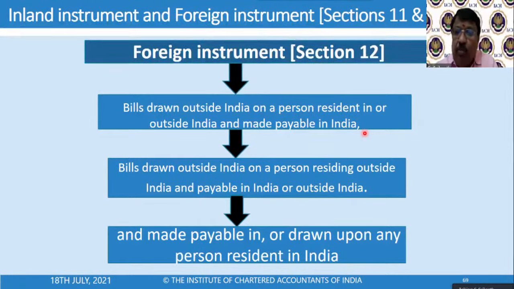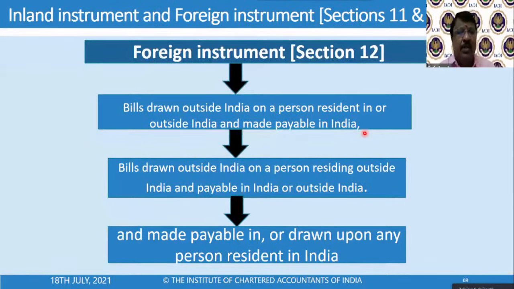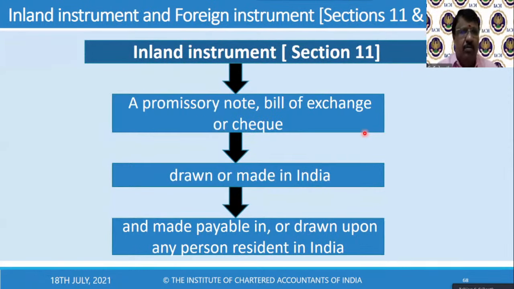Somewhere that link should be there. The drawee should be in India, or the drawer should be in India, and made payable in or drawn upon any person resident in India. So either it should be drawn in India, or the drawee should be in India, or the drawer should be in India. One condition should be satisfied to become a foreign instrument. If both are Indians and payable in India, it is an inland instrument.